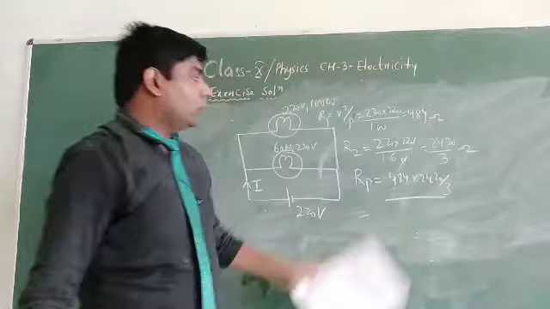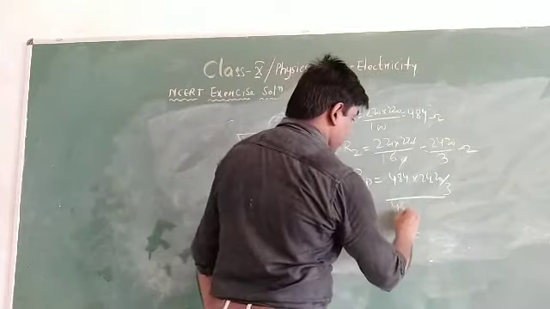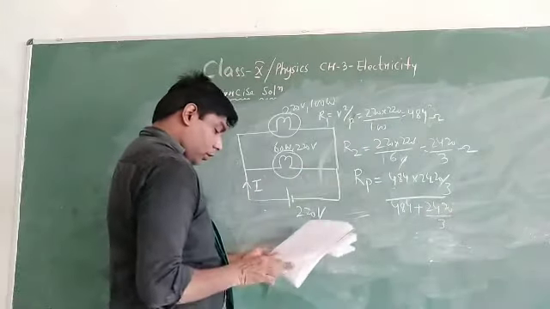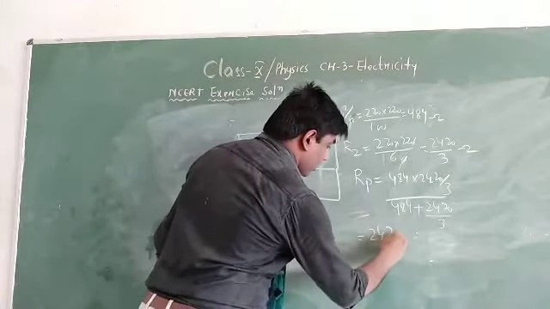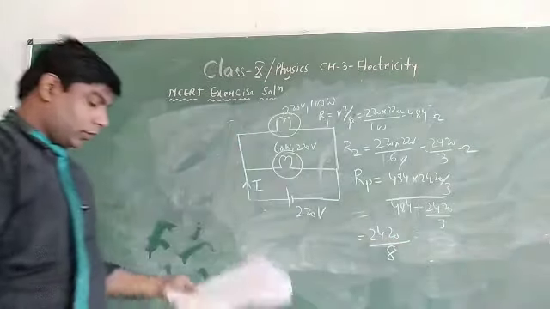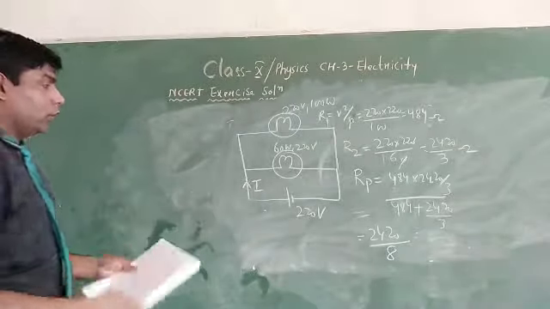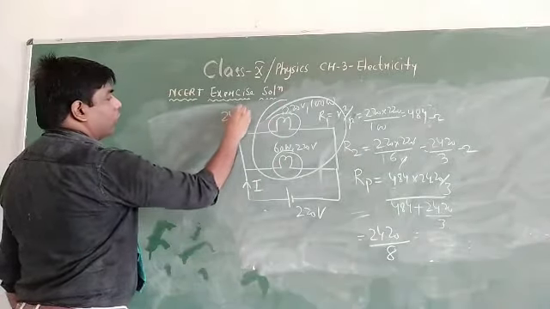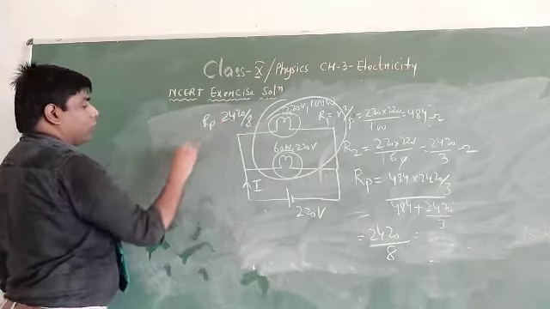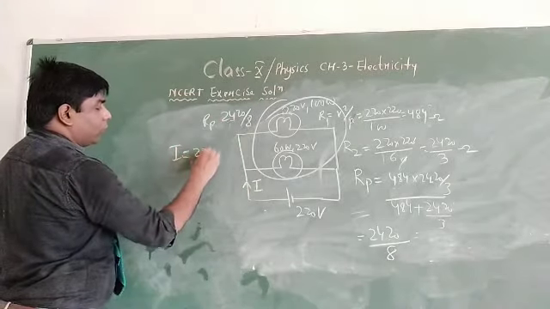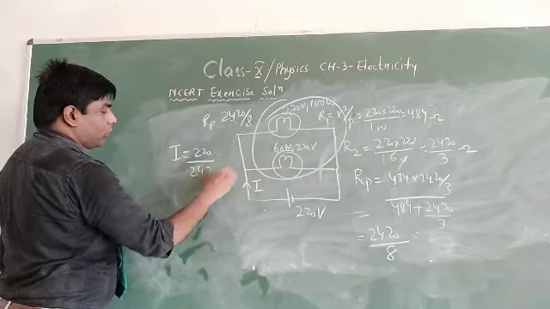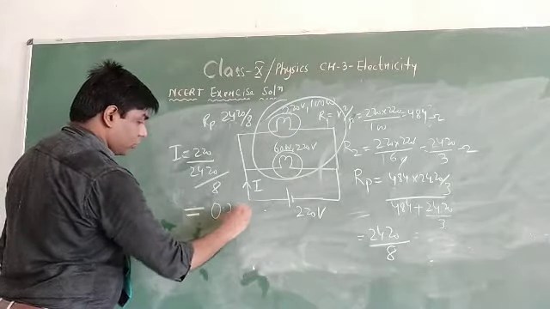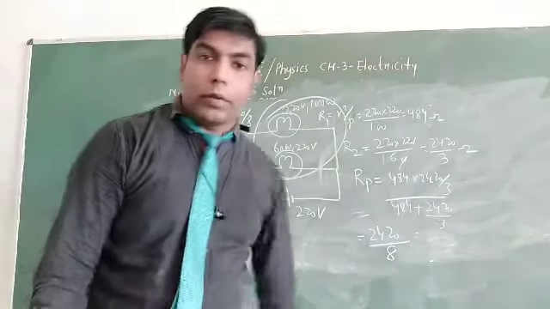that is R1 into R2 divided by R1 plus R2. It will be 2420 by 8. So now current is equal to, this resistance is how much? 220 by. So current is equal to V, 220, divided by R. Right? On simplification you get 0.73 ampere.